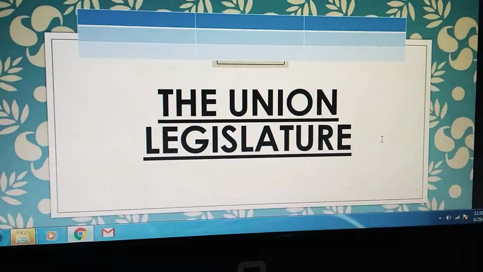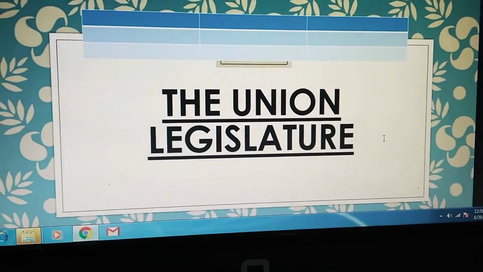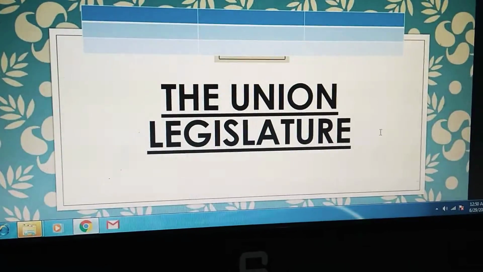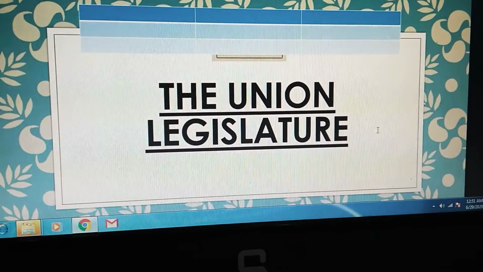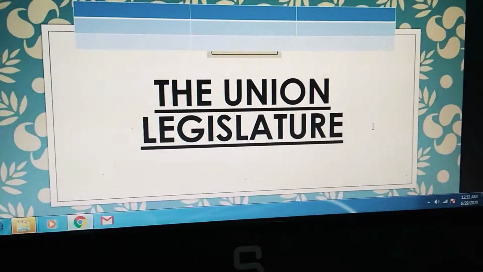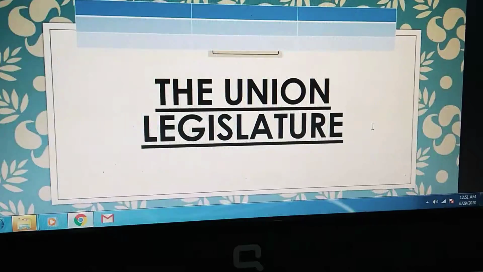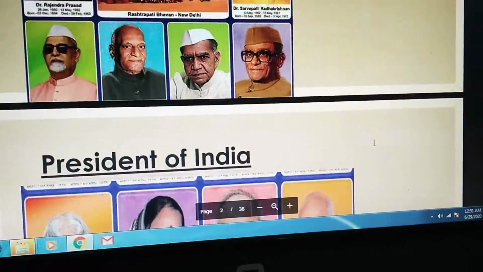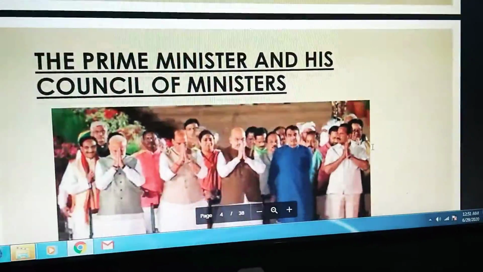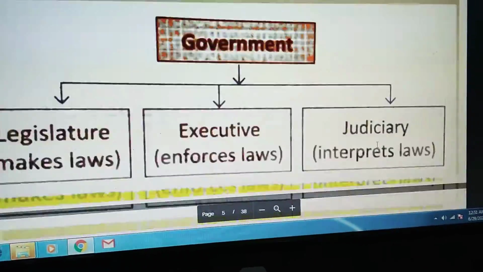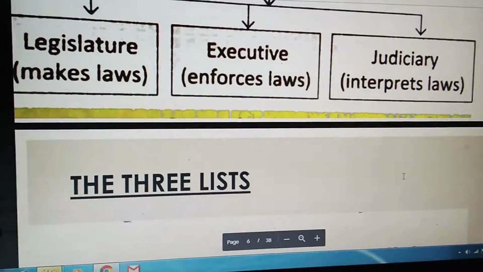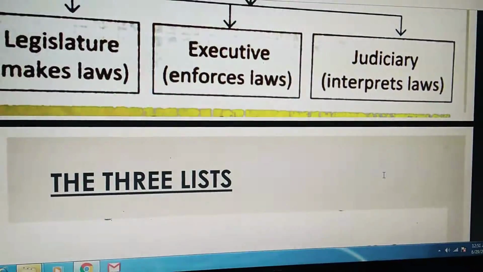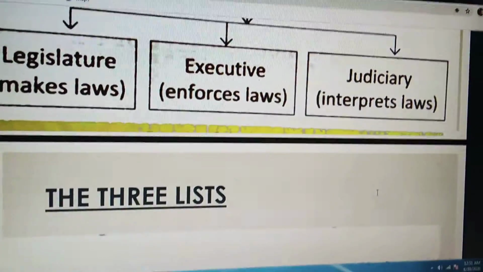Children, today in your history class, we'll again just go for revising and explaining the Union Legislature. Whatever we did in the first lecture, we have understood the Union Legislature, that is, among the three organs of the parliamentary form of government in India, we have the Union Legislature, the wing which makes law. Then we have the executives, they enforce law, and finally the judiciary, which interprets law.